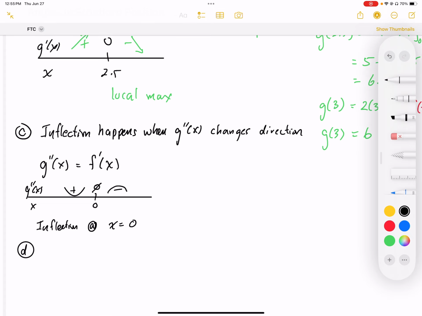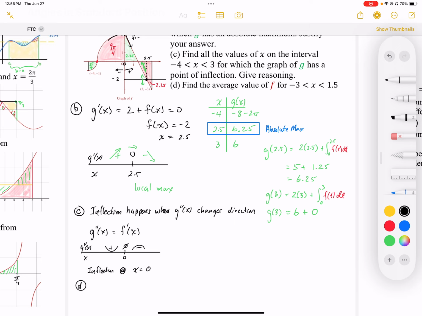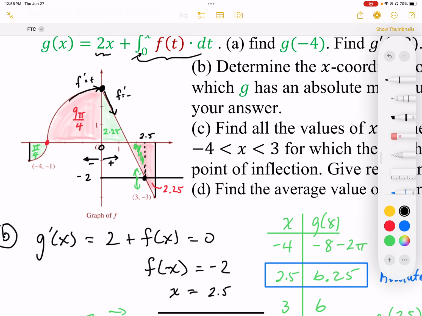For part D of this problem, we're being asked to find the average value of f from negative 3 to positive 1.5. So when we take a look at this graph, I'm just going to highlight this from negative 3 to positive 1.5, which is going to be the big quarter circle and the first triangle. That's going to be 1.5 at this point here. So those two areas are going to be 9 pi over 4 plus 2.25.